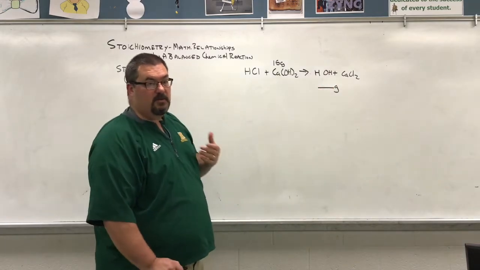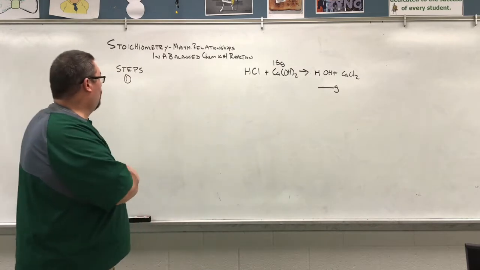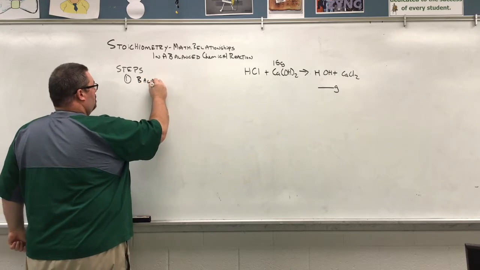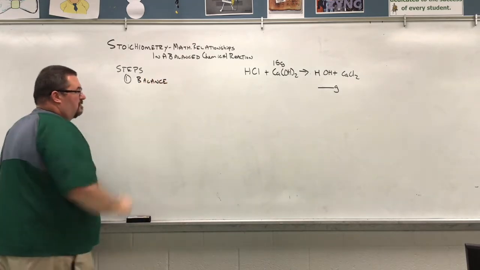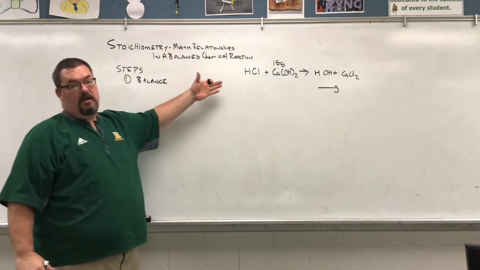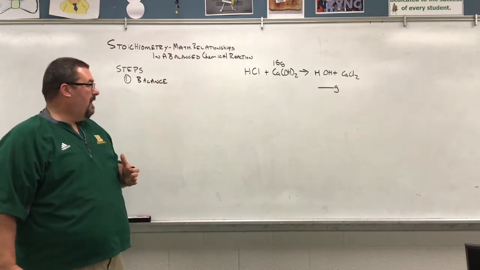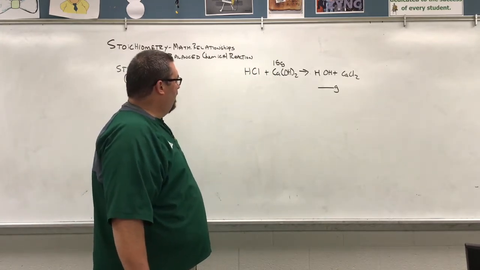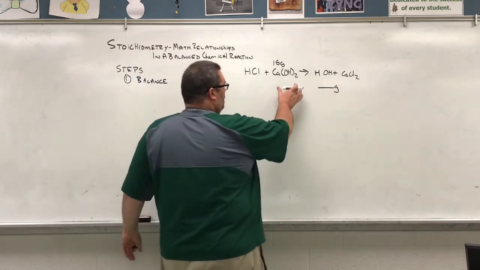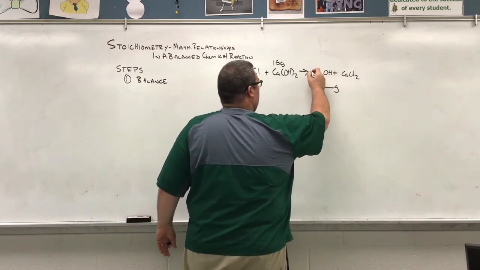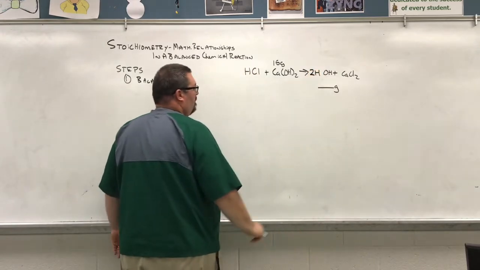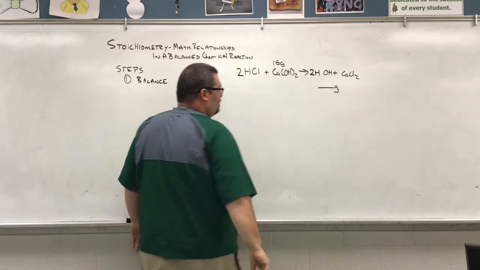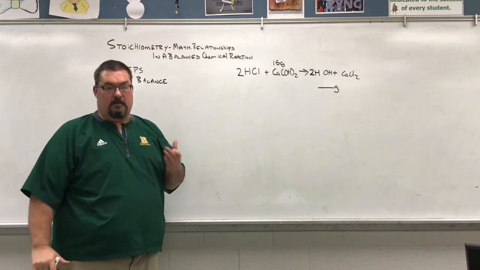And so our steps to a stoichiometry problem, step one is that we need to balance the equation. Since balanced chemical reaction is in the definition, then we have to start with a balanced chemical equation. So in the equation that I wrote over here, it's not balanced currently, and we have two hydroxides here and only one on this side, so I need to put a 2 in front of that, and then I need to put a 2 in front of my HCl to balance it out. And so now we have a balanced chemical equation.